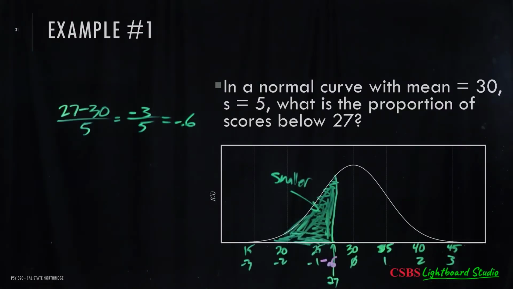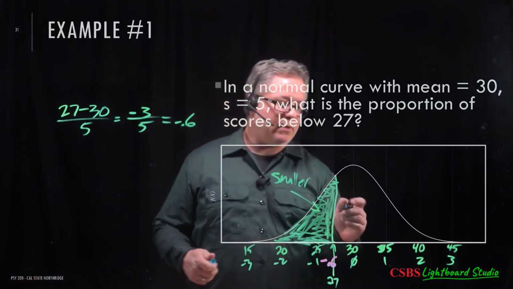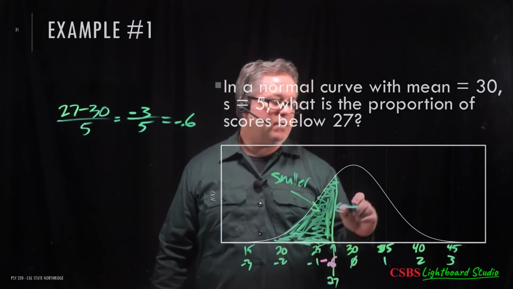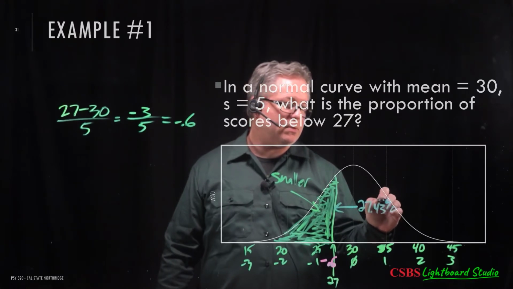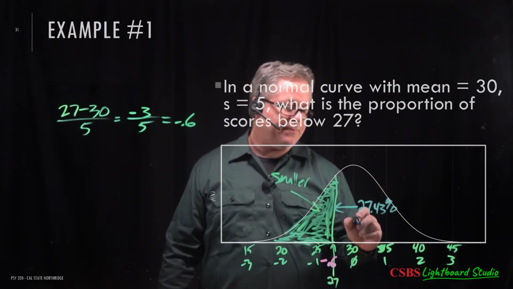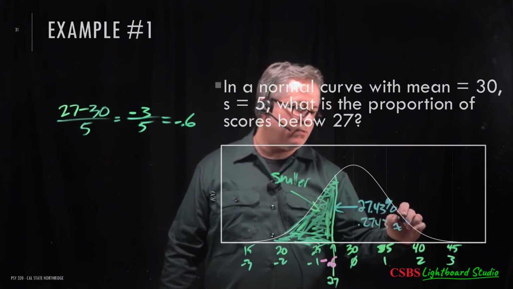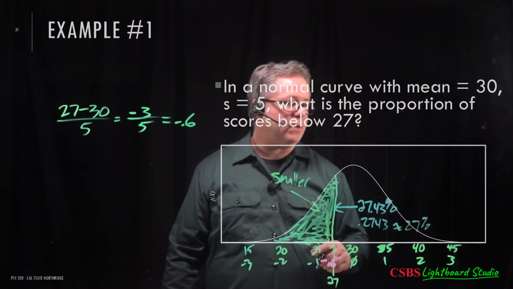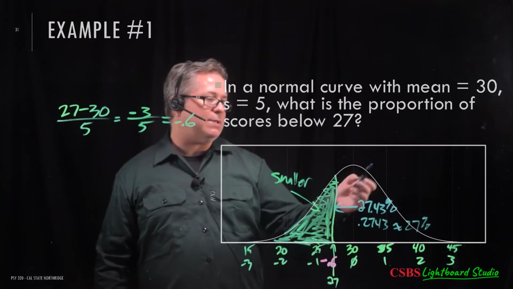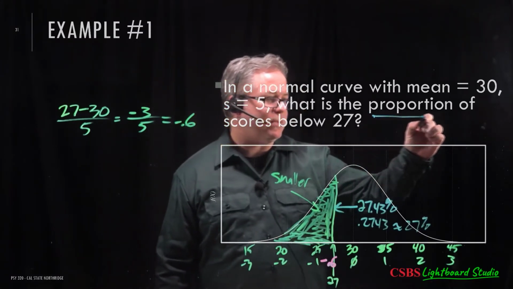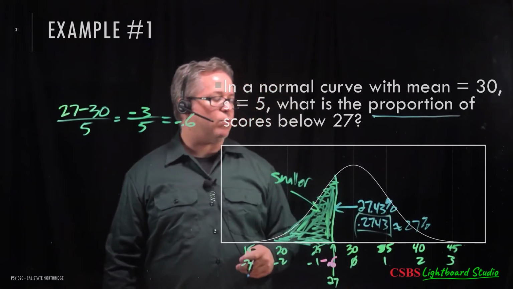So this area that I'm looking for here is about 27.43%, or you could leave it as 0.2743, or even say that it's roughly 27%. All these things would be acceptable answers. When it says proportion of scores, you should leave it as a proportion, so this really is probably the best answer.